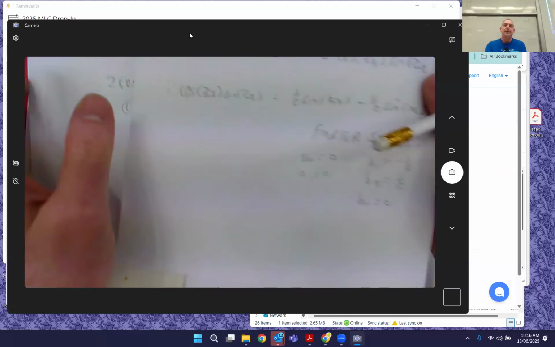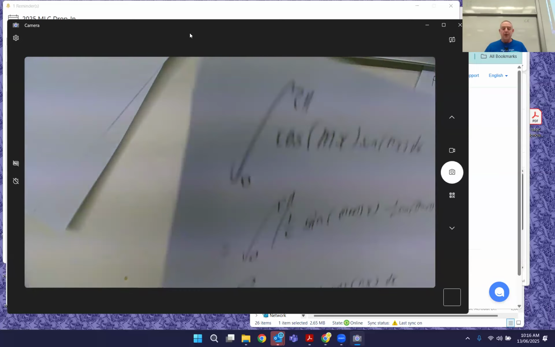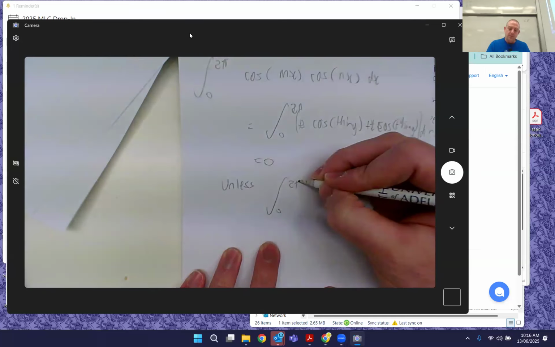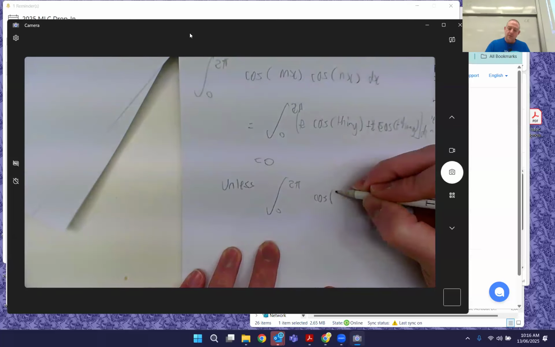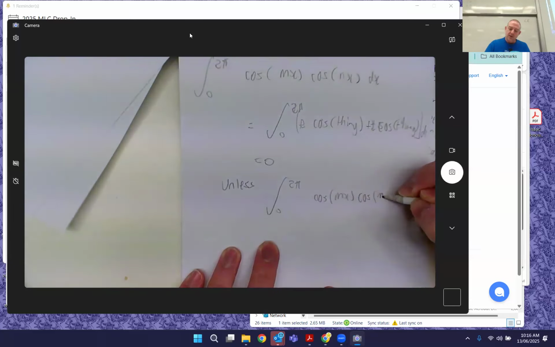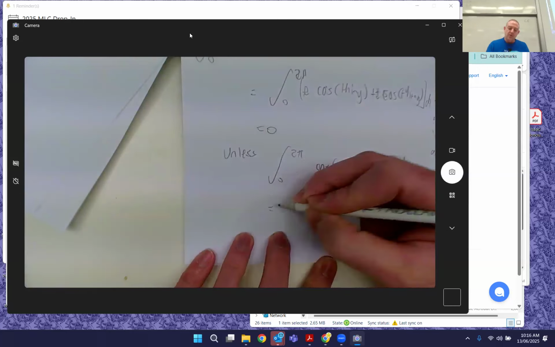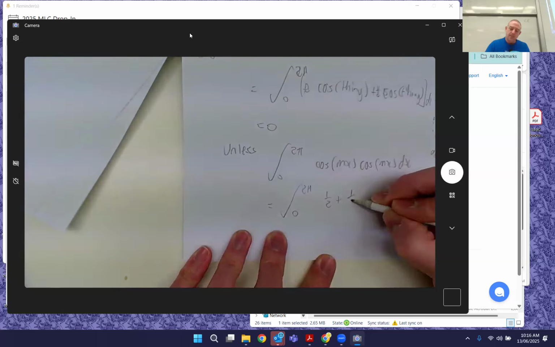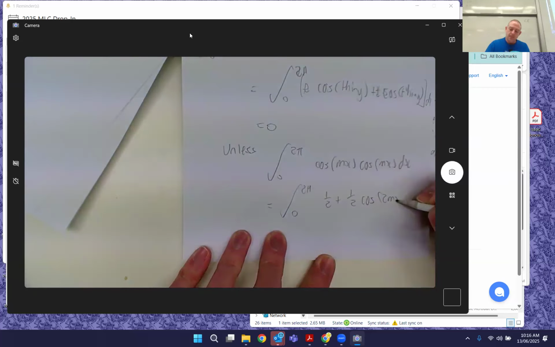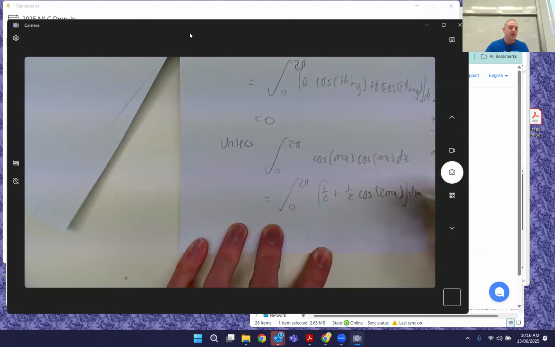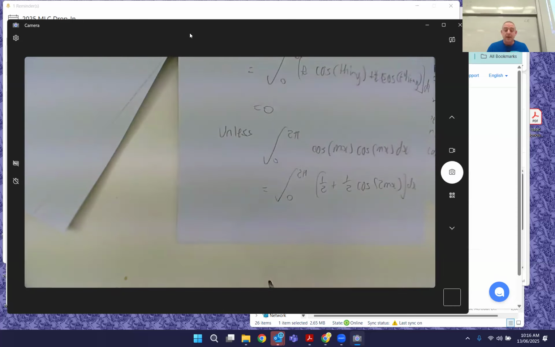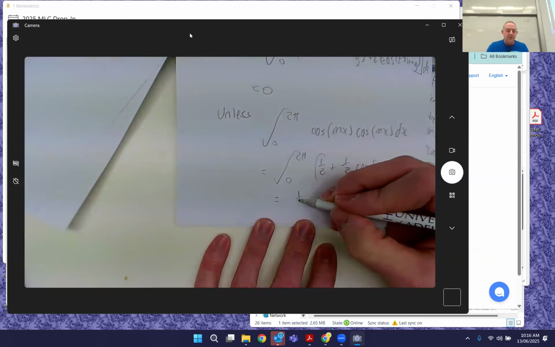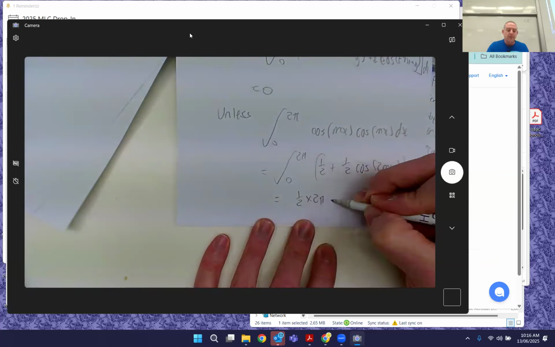And that's very interesting. So unless m equals n, the integral from 0 to 2 pi of cos of mx times cos of nx is 0, in which case you'll get that, according to the trig identity we did earlier. And that integral, this bit will come out to 0, but this will come out to a half times 2 pi, which is pi.